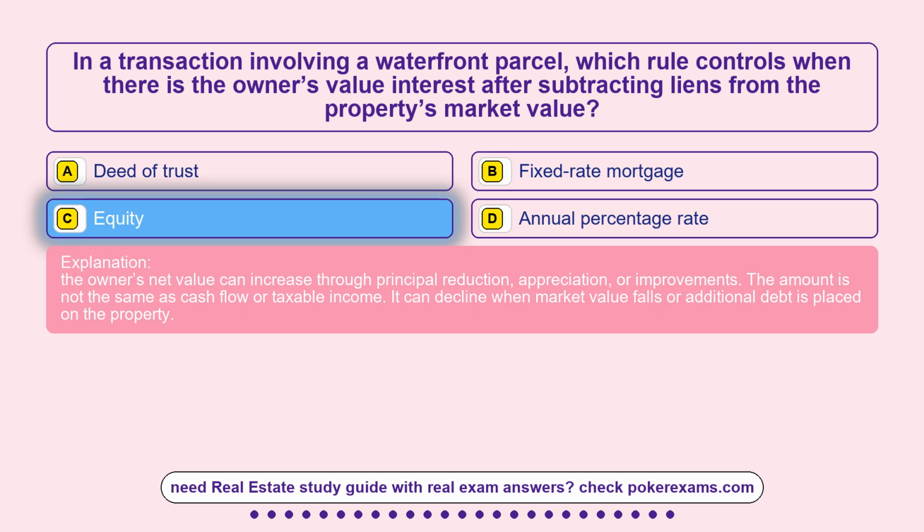The owner's net value can increase through principal reduction, appreciation, or improvements. The amount is not the same as cash flow or taxable income. It can decline when market value falls or additional debt is placed on the property.